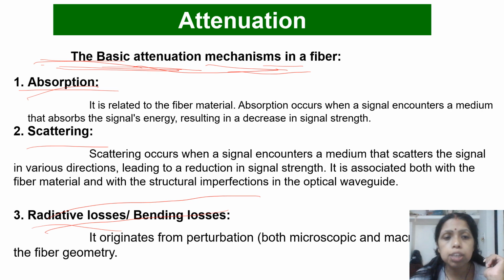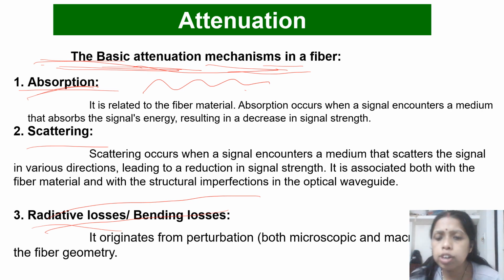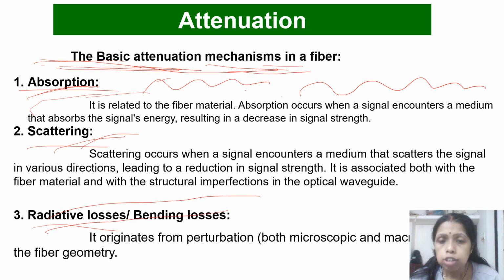Absorption means that when the light is propagating through the fiber, some portion of the light is absorbed by the material of the fiber. So due to that, you are not getting the entire power or entire amplitude. Scattering means that instead of propagating this way and reaching the other side of the fiber, sometimes the light hits the core-cladding interface.